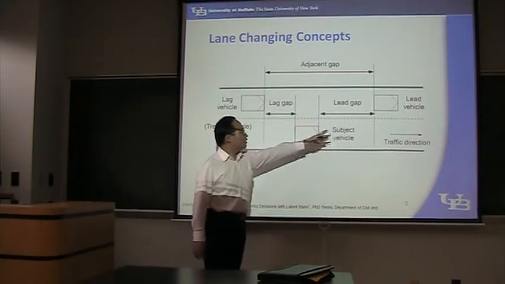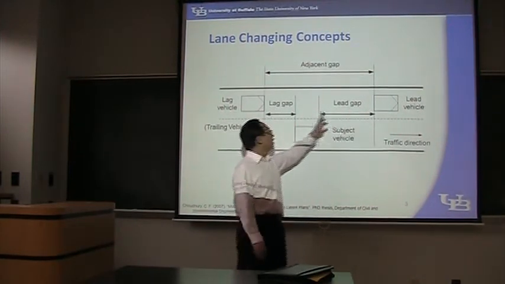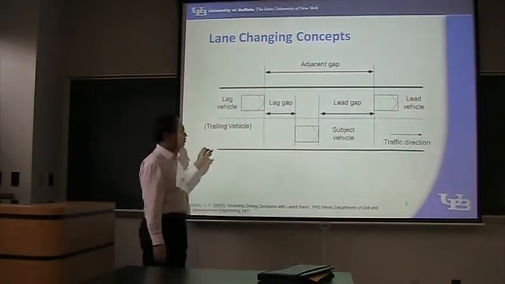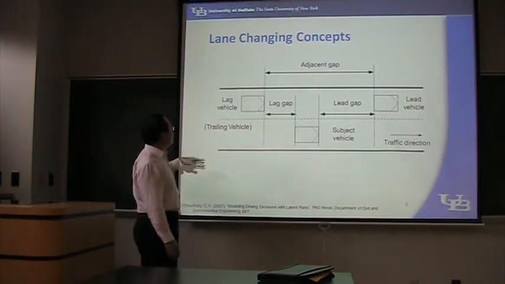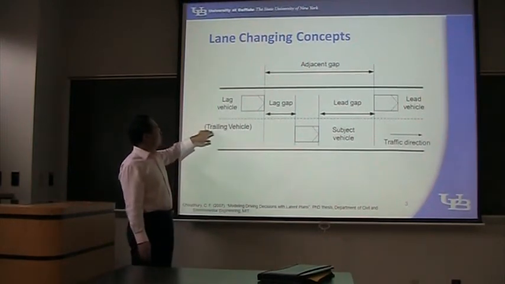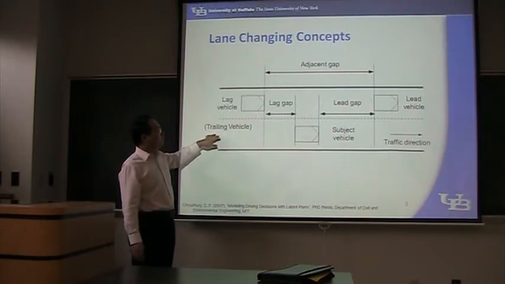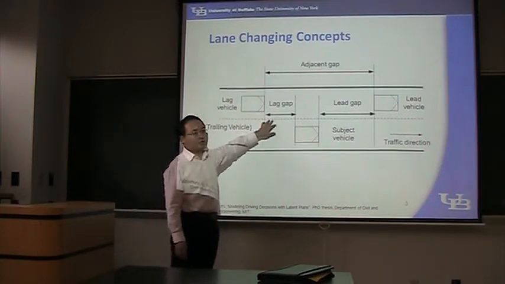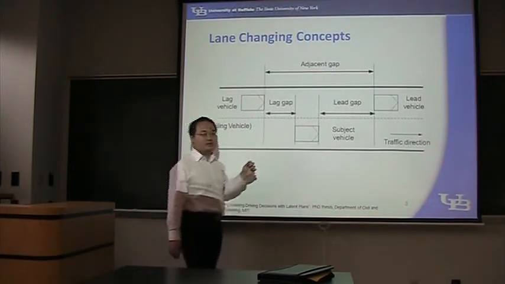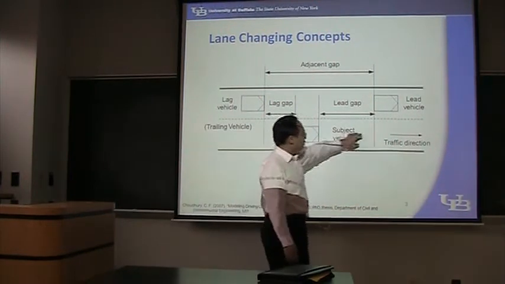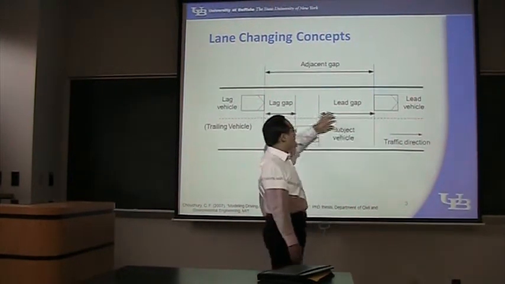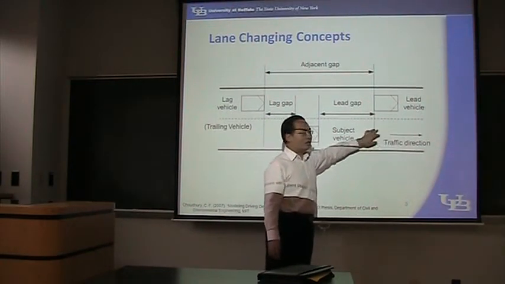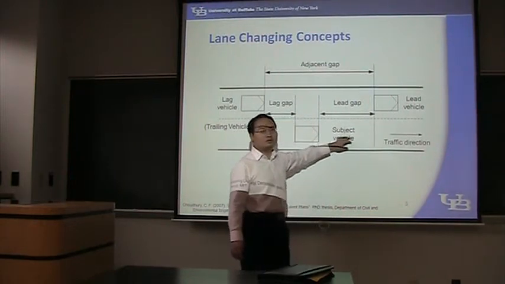Then we have this lead gap, and lag gap. And this whole gap is called an adjacent gap. And this is the traffic direction, of course. This lag vehicle in VISSIM is also called trailing vehicle. So pay some attention to these concepts, especially lag vehicle and lag gap, and lead vehicle and lead gap. And let's imagine this here is another vehicle. I don't have any term here to describe that vehicle, but I would call it downstream vehicle.